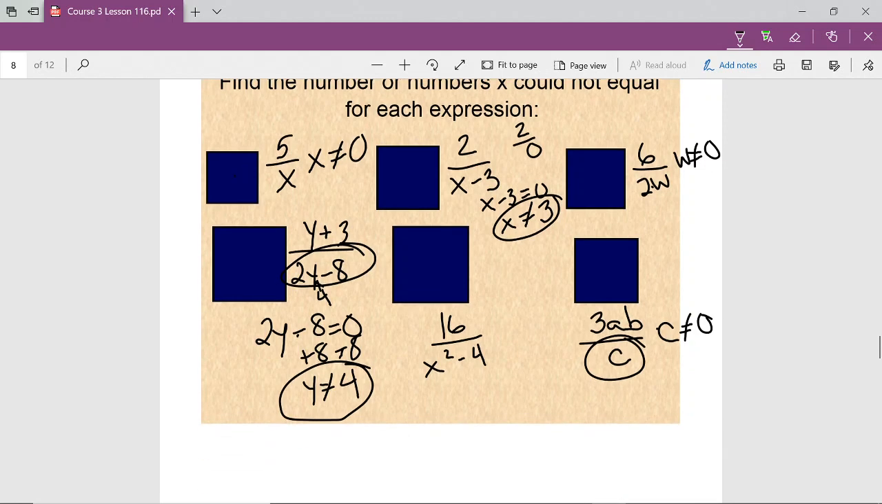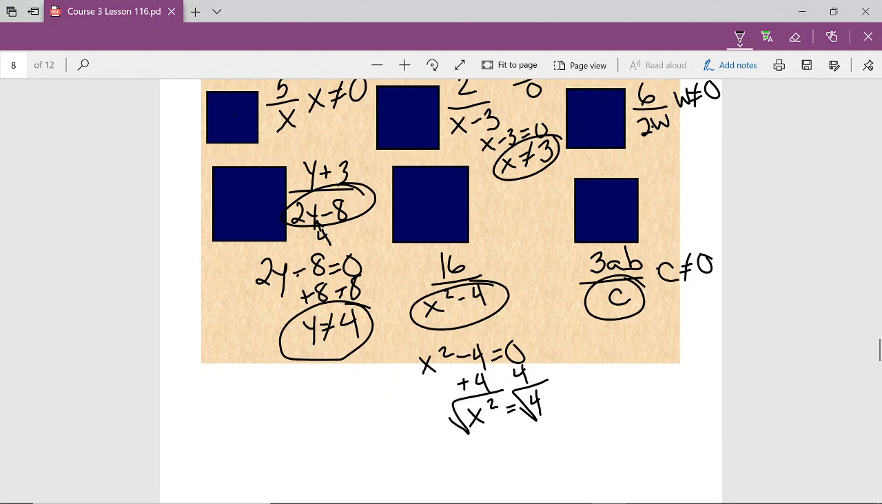And for 16 over x squared minus 4, just like we've done before, I can't allow this denominator to be 0, so I set it equal to 0 to see what happens. I say x squared equals 4, and I take the square root. Since this is an equation, x could be 2 or -2, so I exclude both of them. If I plugged in a 2 there, it would make it 0. If I plugged in a -2 there, it would make it 0, so I exclude both of those.